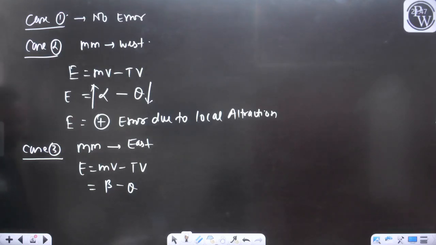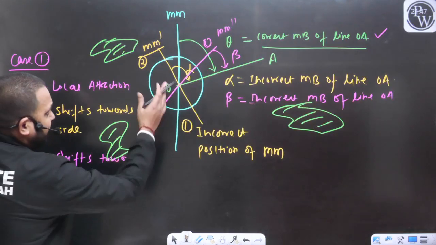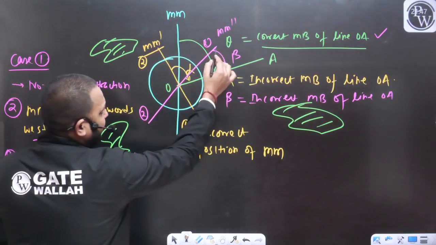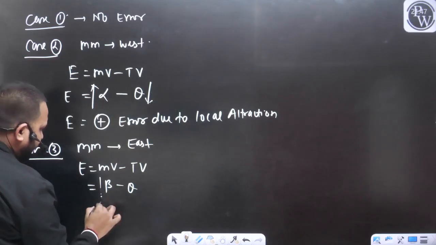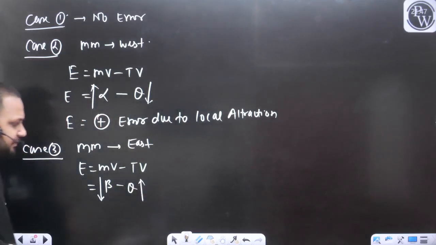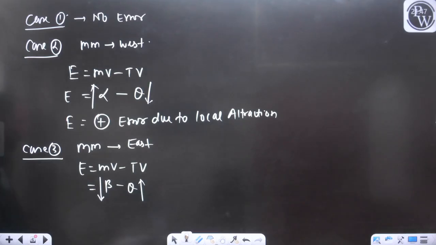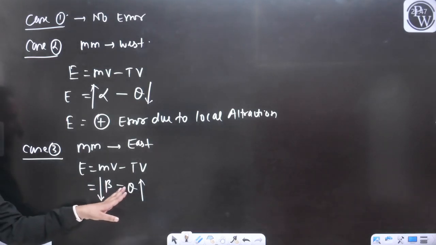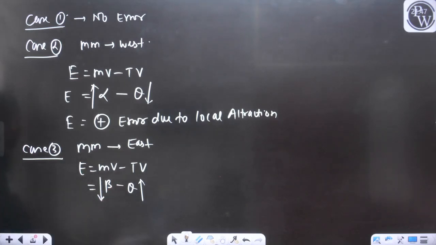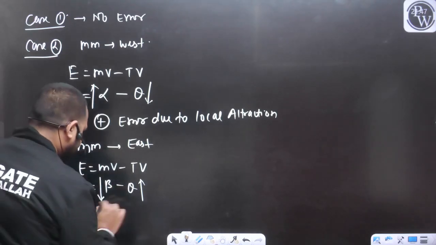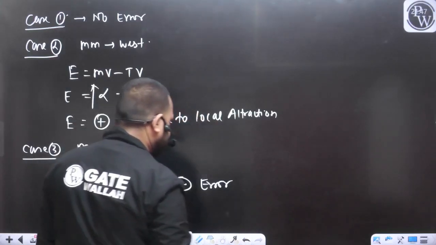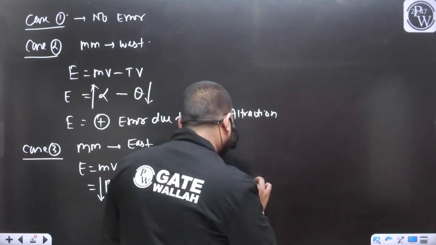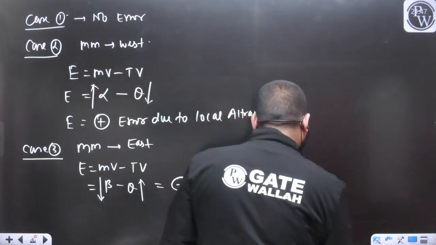As I can refer from the diagram, when the magnetic meridian shifted towards the east, our measured value is always going to be less than the true value of the measurement, yes or no? Beta will always be less than theta, and if the measured value is always less than the true value, can I say in this case there will be a negative error? In this case there will be a negative error due to local attraction.